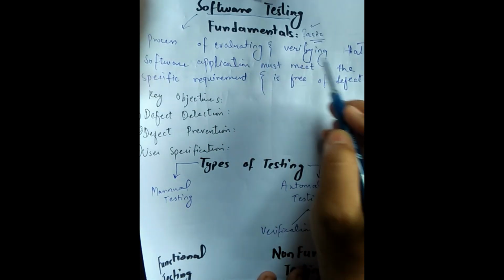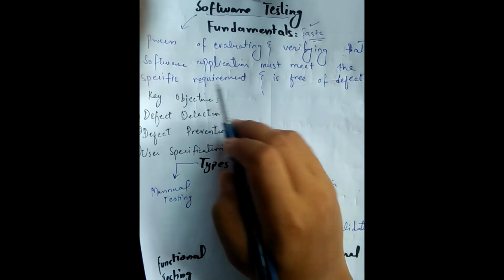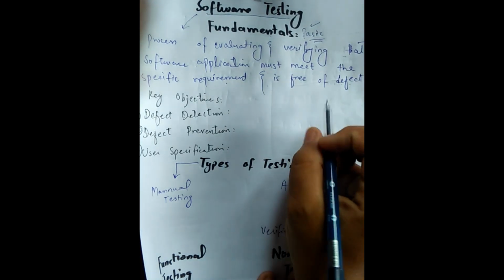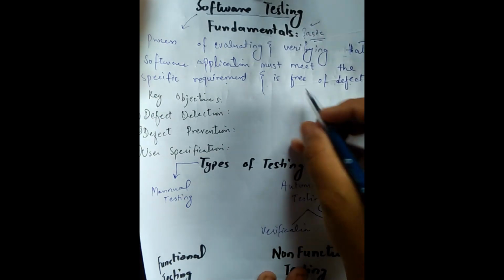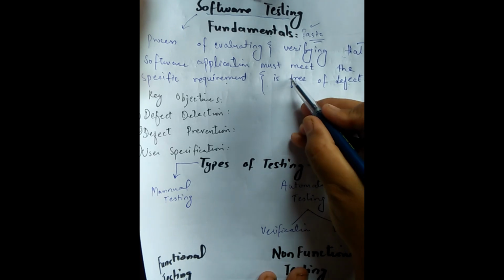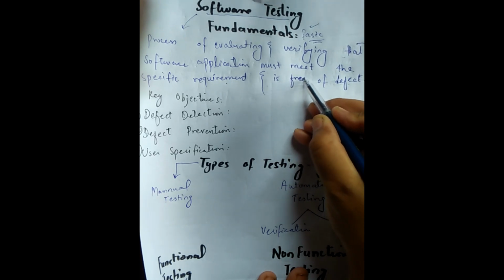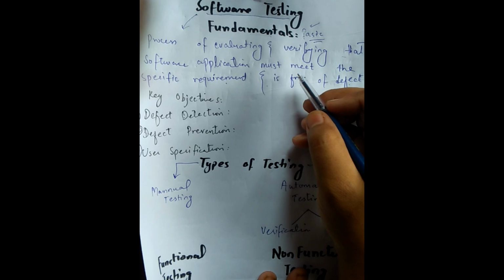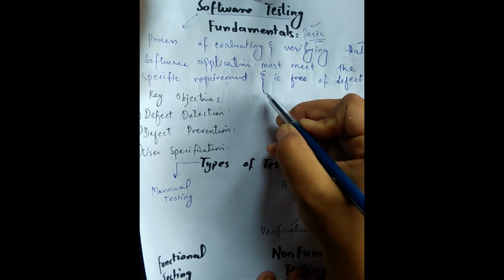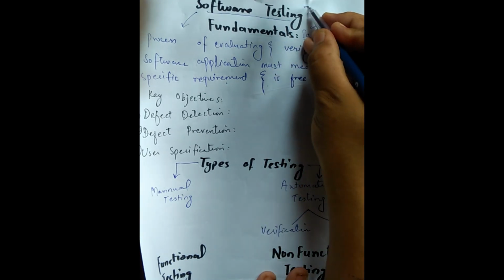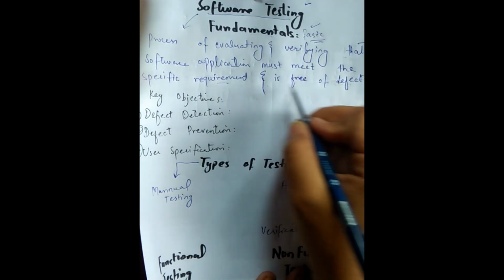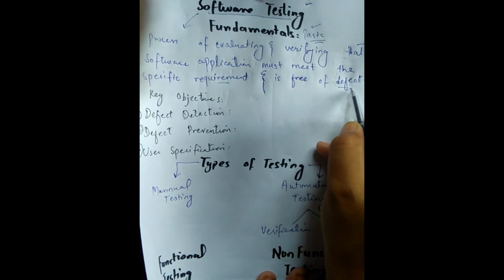The process of evaluating and verifying that a software application meets the specified requirements and is free of defects. It means that the customer or user gives you requirements. You have to check whether the created software fulfills the requirements or not. If it fulfills the requirements and is free of error, then it is software testing. We do not only check the requirements, we also check whether it is defect free or not.